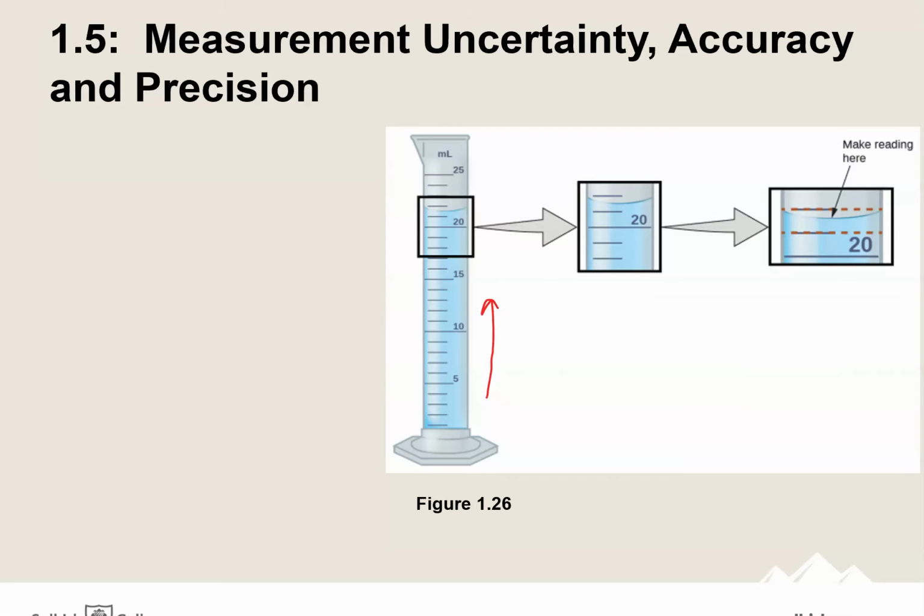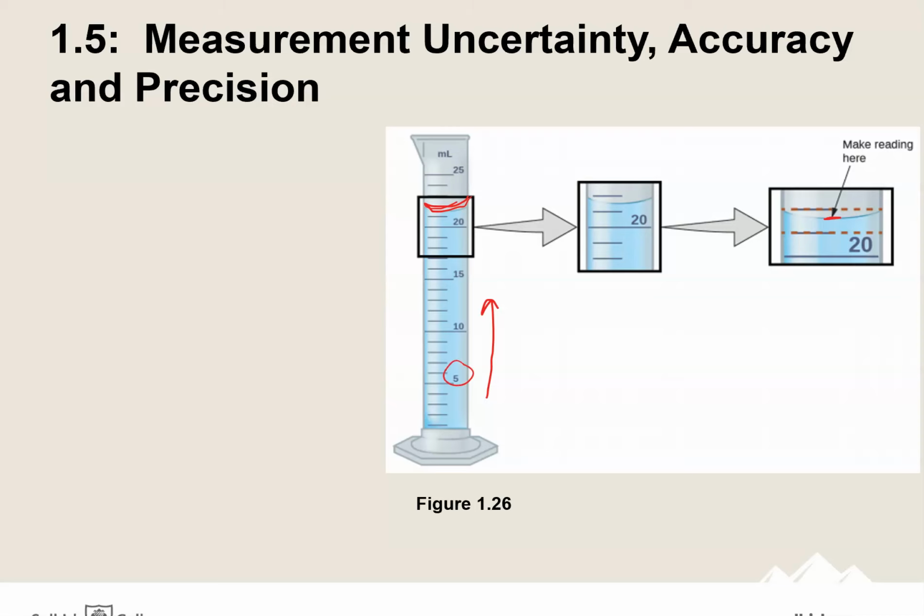What we're going to read is where the meniscus sits. And you remember the meniscus is the curved surface of the liquid. Fortunately, there are some blow-ups here so that we can see more clearly where the bottom of the meniscus is. And that's where we're always going to make our reading.